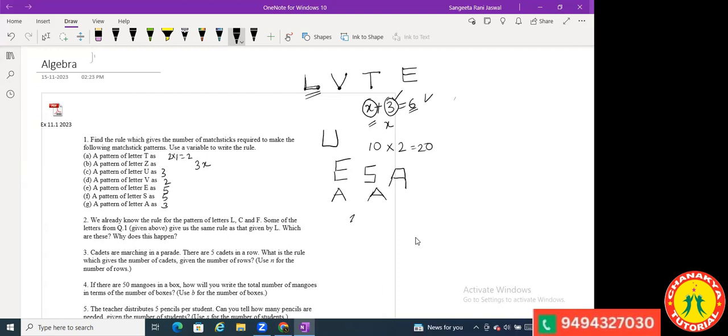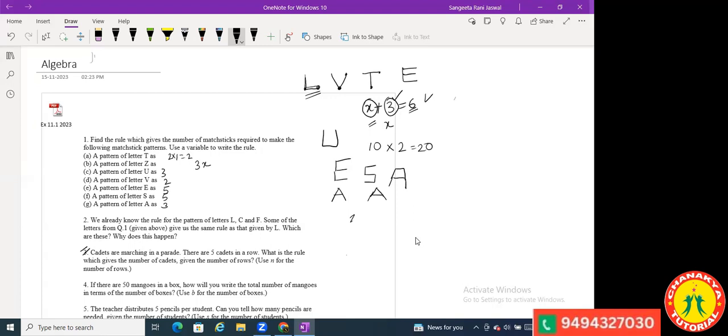So the pattern of alphabets is known to you. Let's move ahead. Let's take this third question. Cadets are marching in a parade. There are 5 cadets in a row. What is the rule which gives the number of cadets? You have to find a rule, given the number of rows. Use n for the number of rows.